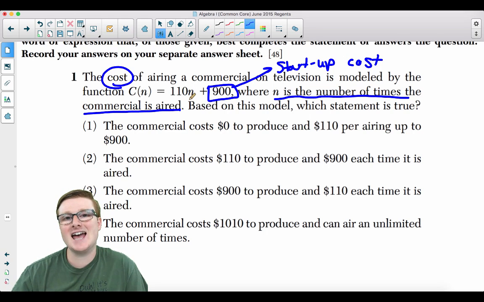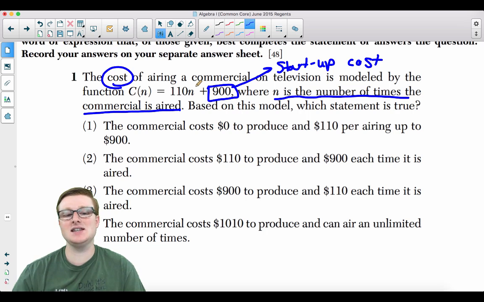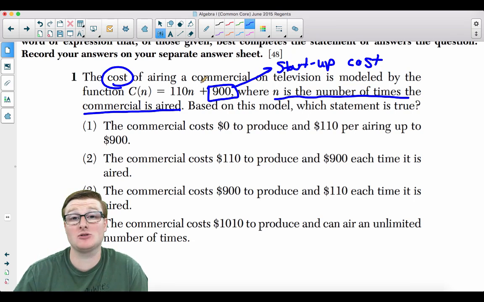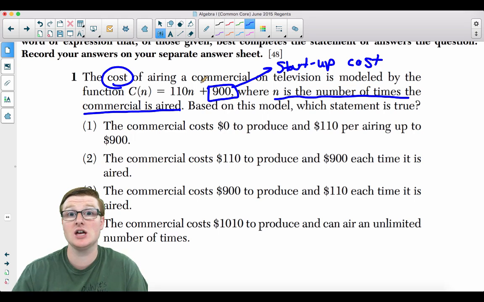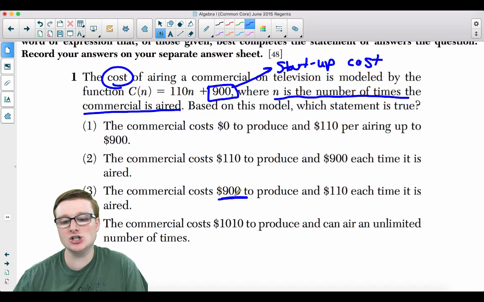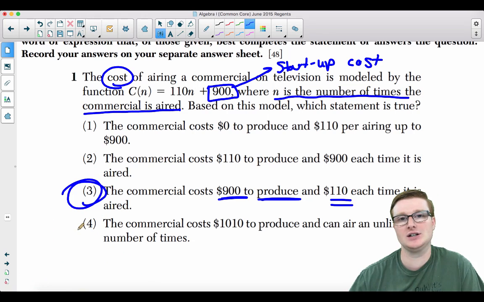And 110 times n, where n is the number of times the commercial's aired. So let's just say I want to air it 10 times. It's going to cost me $1,100 to air that commercial on ABC or CBS. So the commercial costs $900 to produce and $110 each time it is aired. That's going to be choice 3. That's the most logical sense.